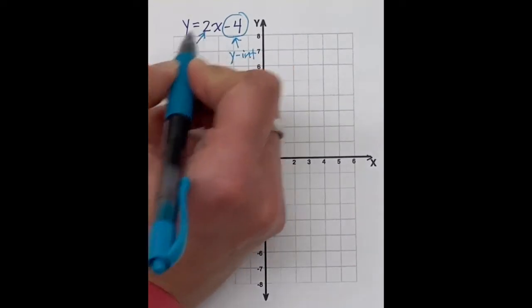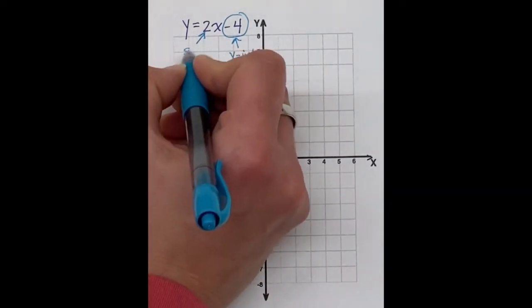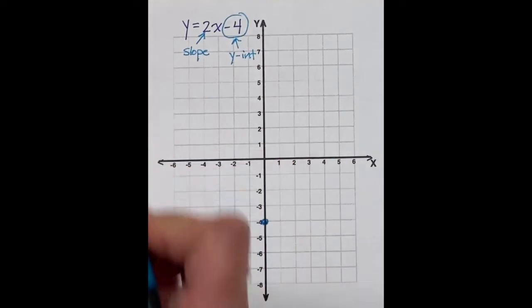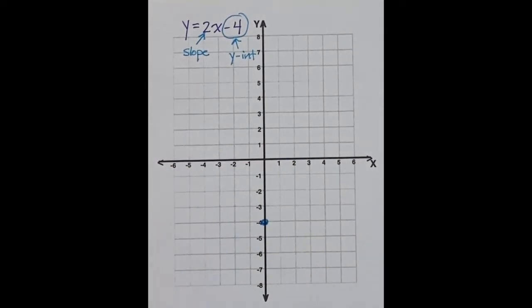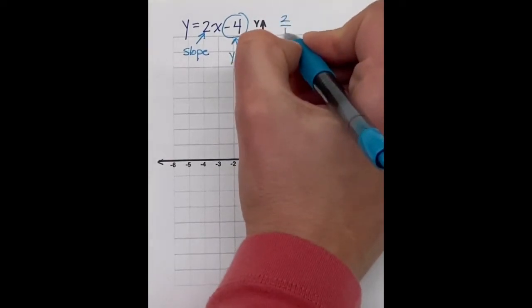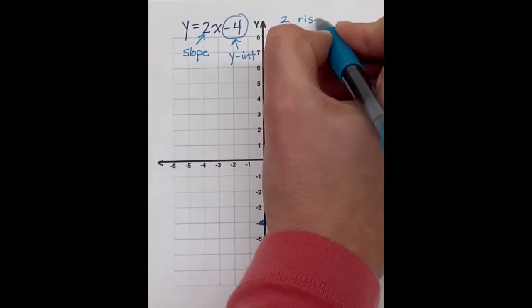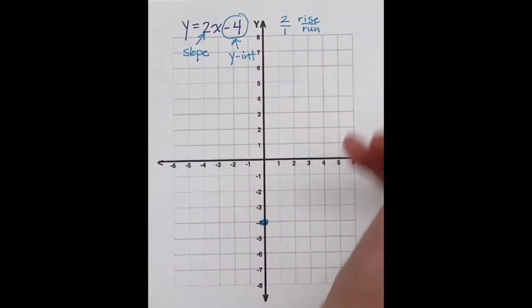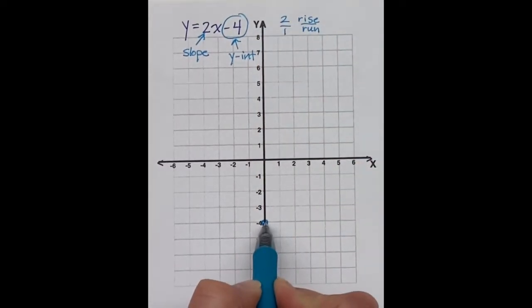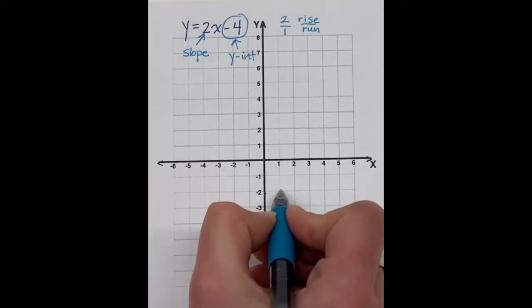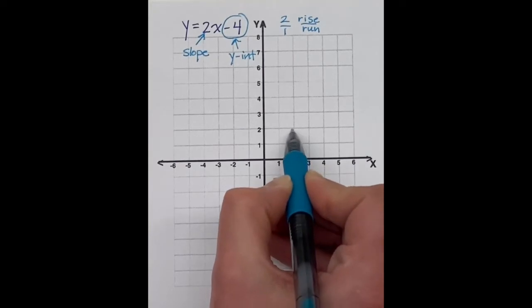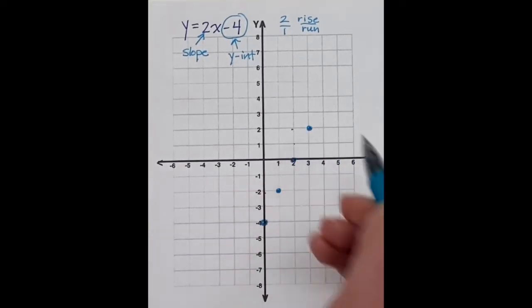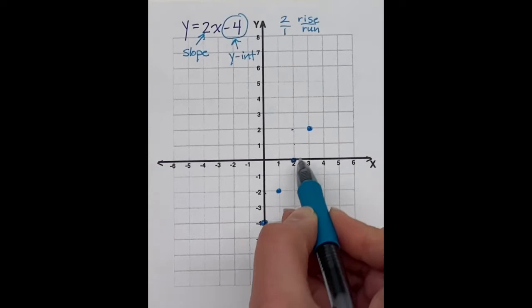This number that's attached to the x, that is your slope. And you can think about that as a fraction. So 2 as a fraction would be 2 over 1. So when you do slope, you need to rise over run. So from this point on the y-axis that I've already plotted, I'm going to rise 2 and run 1. Rise 2, run 1. And when I'm done doing that, I place another point.